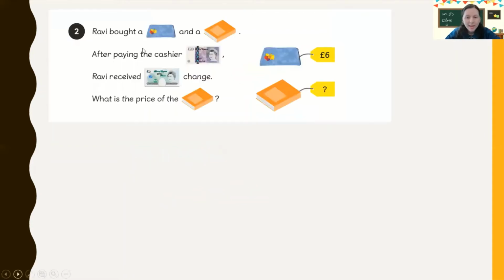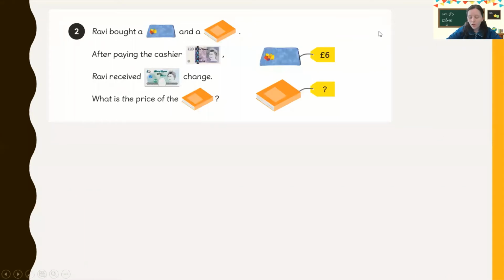Ravi bought a, what is that? Pencil case? I'm going to say pencil case. Feel free to correct me in an email if I'm wrong on this. Ravi bought a pencil case and a book. After paying the cashier £20, Ravi received £5 change. What is the price of the book? Tricky, tricky. Okay, let's see.